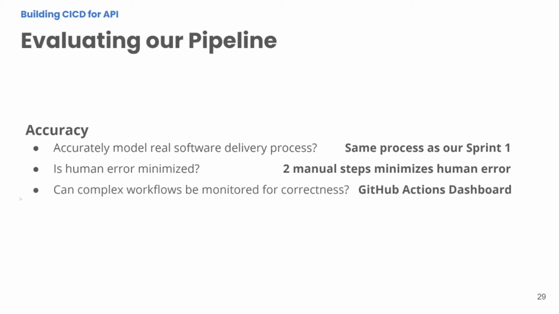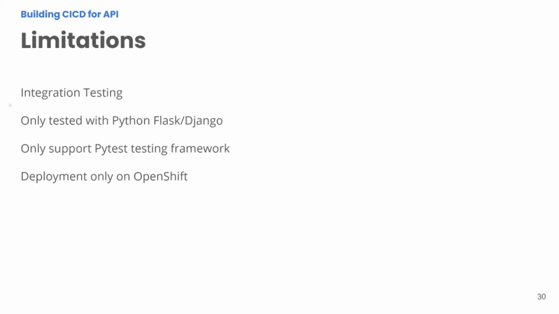Can complex workflows be monitored for correctness? Yes. Even though our application is pretty simple, complex pipelines can be monitored in the intuitive GitHub Actions dashboard. Our project is not free from limitations. We don't have comprehensive integration testing. After the unit tests pass, we only check if the merged code builds successfully.